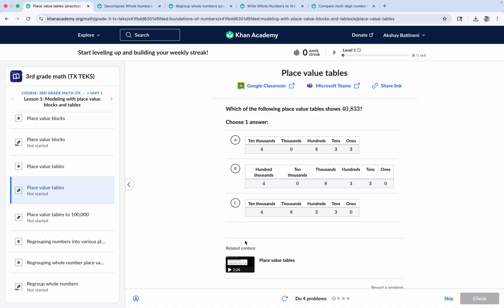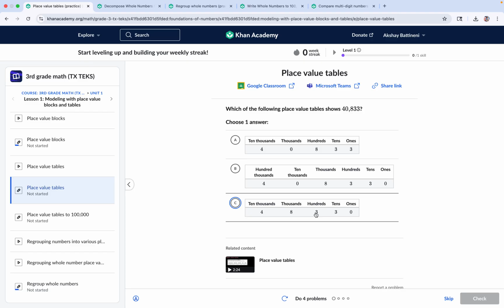Okay. In C we have 4 at the 10,000s place, that's correct. Oh, but we have 8 at the thousands place. 8 is supposed to be at the hundreds place. And a 0 is supposed to be at the thousands place. So that's how we know this is wrong. If we just flipped around the... No, we can't do that. They have all the digits correct, just not in the right order. The 0 is supposed to be here, the 3 is supposed to be here, and the 8 is supposed to be here.